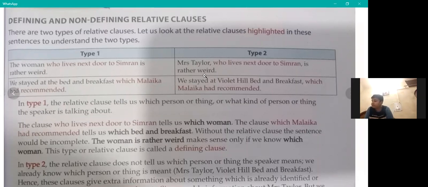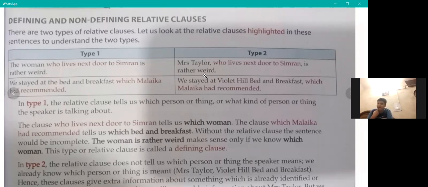Mrs. Taylor, who lives next door to Simran, is rather weird. So here we are talking about Mrs. Taylor. And in the first sentence we are talking about the woman. Okay. And in the second sentence we are talking about we stayed at Violet Hill bed and breakfast, which Malaika had recommended. In type 1, the relative clause tells us which person or thing he is talking about.